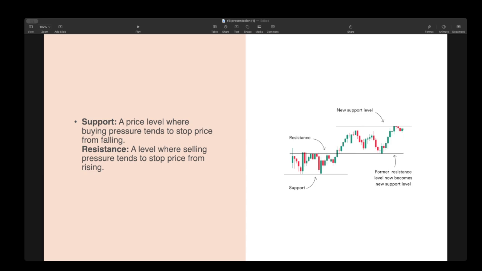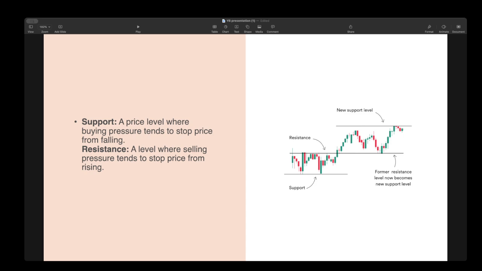And for those of you that are wondering why that happens, think of it this way: there's a lot of people that go short at resistance levels, right? So when someone is short at a resistance level and price breaks above resistance, they are now underwater, right? They are now red on their position and they're at a loss. They are hoping and praying that their position goes back to break even so that they could cut it. Where's break even? At their entry level, right, which is the resistance.